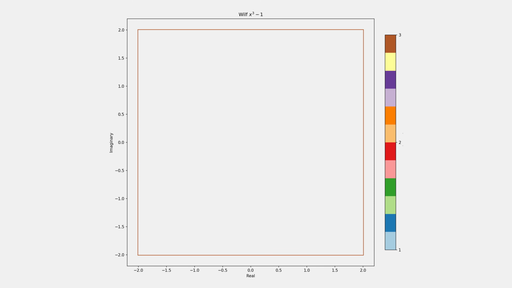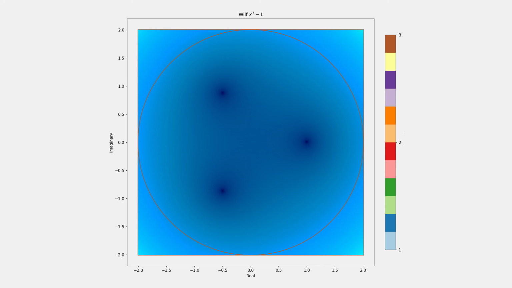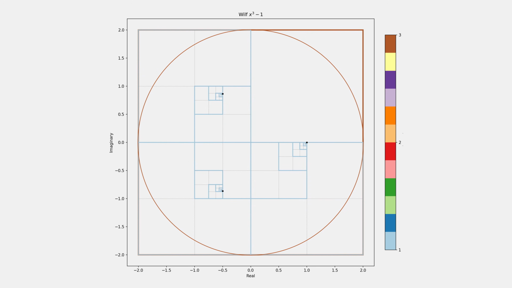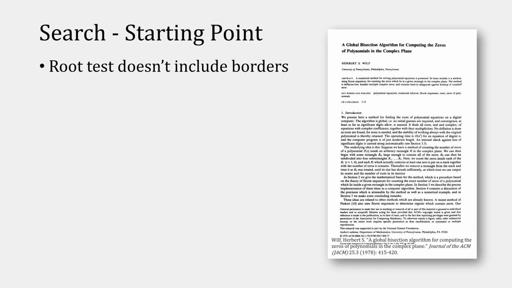As an example, let's look at x cubed minus 1. Our radius would be 2, drawing this circle, and if I overlaid it with the roots, our method's able to find them all. The thing about the test is that it won't include the borders, so we're actually going to alter the starting point to avoid the real number line.